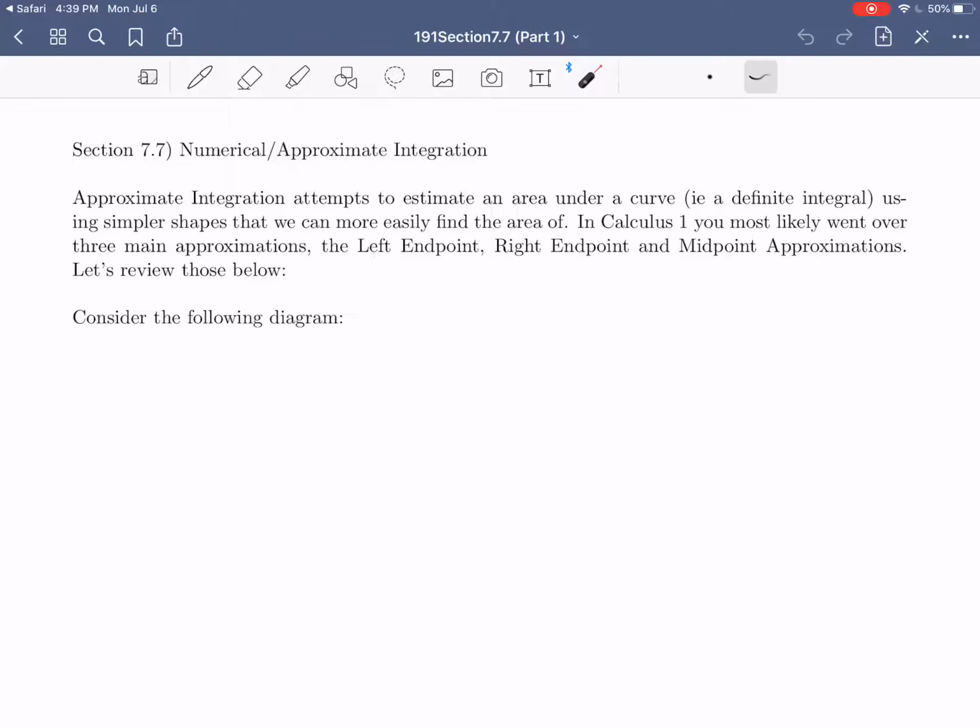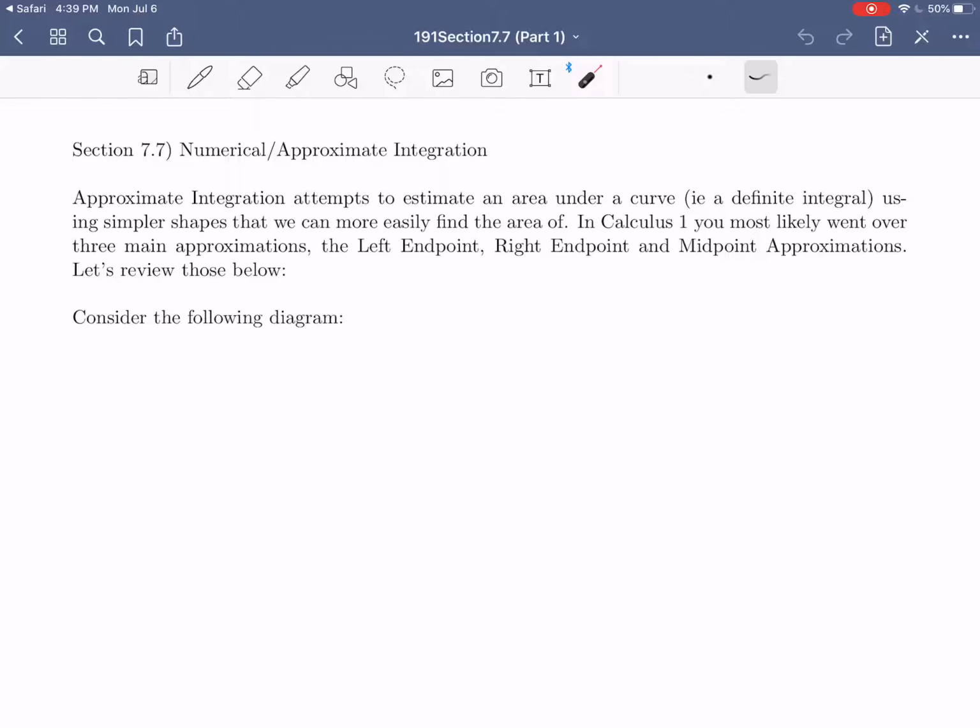In today's video, we're going to be starting into section 7.7 from your textbook, which introduces us to the concept of numerical or approximate integration. In this section, at the beginning of this video, we'll review some of the approximate integration strategies you probably covered in Calculus 1, the left endpoint and right endpoint approximations. We'll also briefly discuss what is called the midpoint approximation, which hopefully you also saw in Calculus 1, but in case you didn't, we'll review it here.